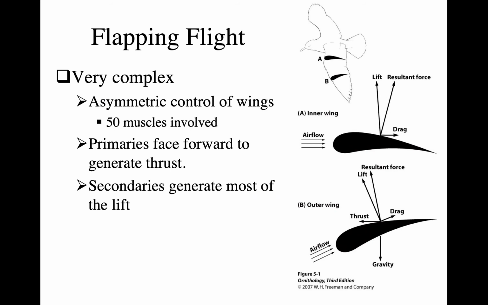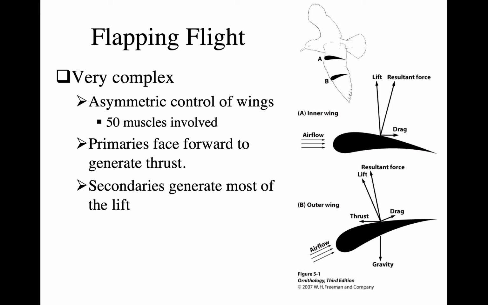Well, let's move on to talking about flapping flight now. Flapping flight is incredibly complex. It can involve up to 50 muscles that can be asymmetrically controlled, so each wing can bend in a different direction at a different time to turn the bird and maneuver in very fine motions. What I really want you to know about this is the two basic parts of the wing and the primary forces that they're generating that makes flapping flight so successful.